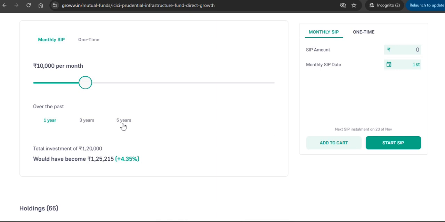The performance of each mutual fund will increase after 5 years. A very good investment will be there after 5 years. So please wait for 5 years. Don't withdraw within 1 year or 2 years thinking that it is not performing well.